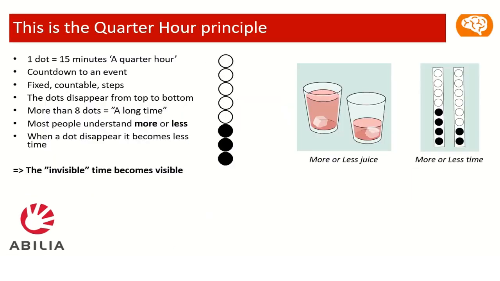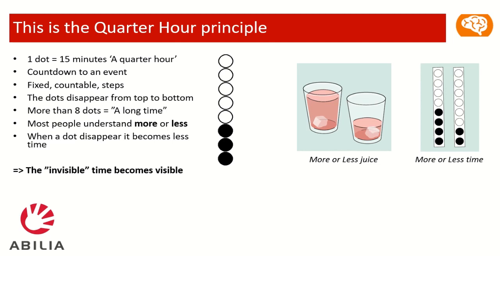This is the quarter-hour principle. The quarter-hour principle was developed to make the concept of time more visible and make it easier for people to see time. The quarter-hour principle uses coloured dots in a column going down. The dots go out every 15 minutes, and this clearly shows time passing and getting smaller. Most people will understand the concept of more or less, and this is what we show using the coloured dots.